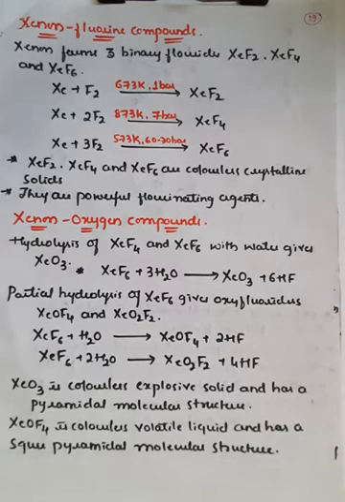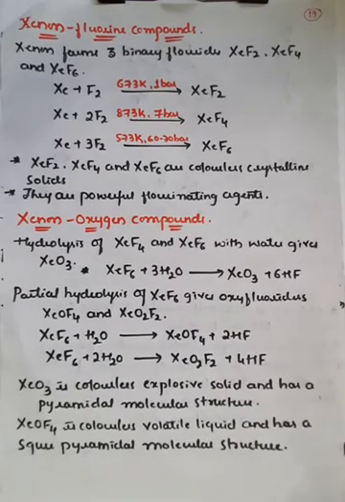Directly, there are some of the important preparations, which means how the bonding can take place, or how the compounds can be formed. In that, the first one is xenon fluorine compounds, and the second one is xenon oxygen compounds. So we'll go through the first one, that is xenon fluorine compounds.